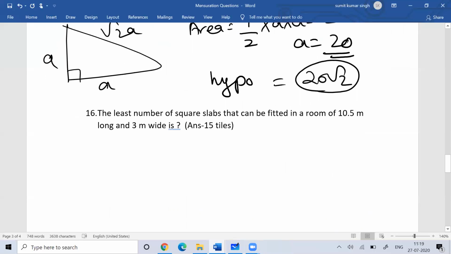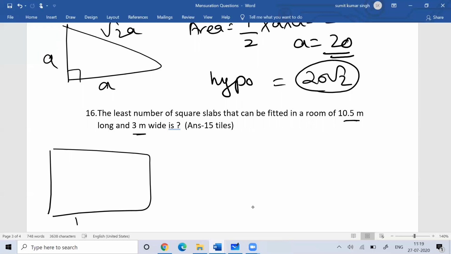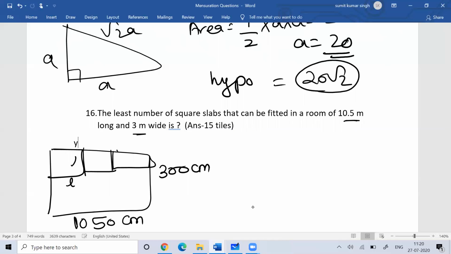Then find the length of the square slab that can be fitted in a room. So you have a room of 10.5 meters, I can write as 1050 centimeters, and this is 300 centimeters. This is the dimension of the room, and you need to put square slabs in such a way that you use the minimum number of slabs. So then you need to think what would be the dimension of the slab, the square slab you're using.